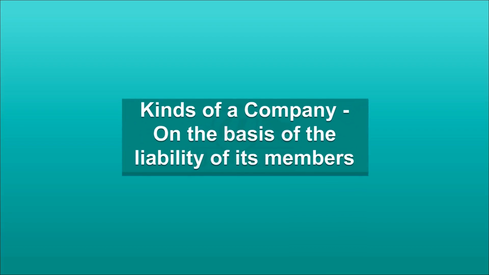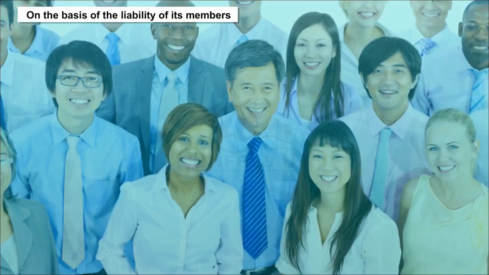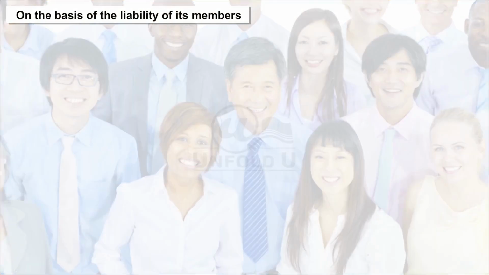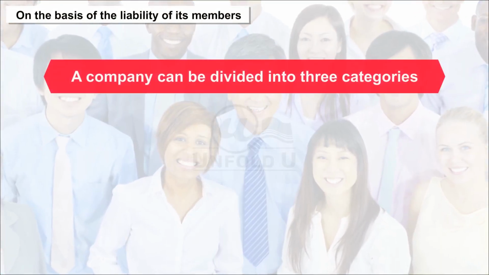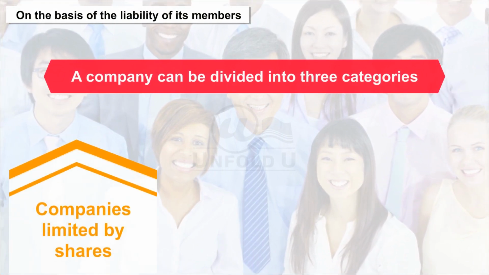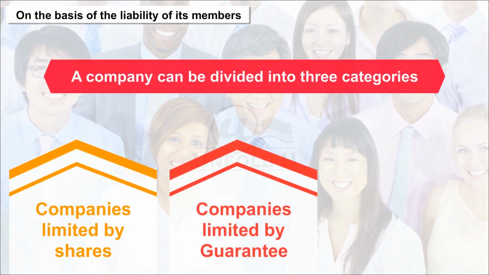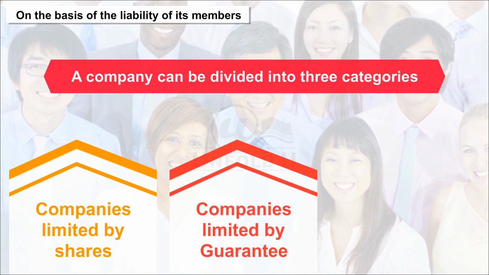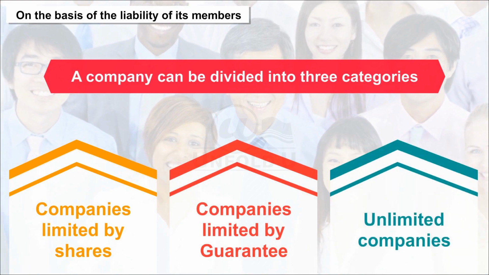Define a company on the basis of the liability of its members. On the basis of the liability of its members, a company can be divided into three categories: companies limited by shares, companies limited by guarantee, and unlimited companies.